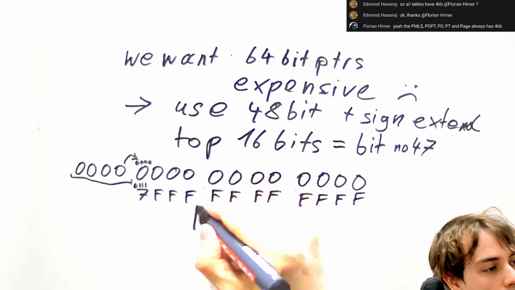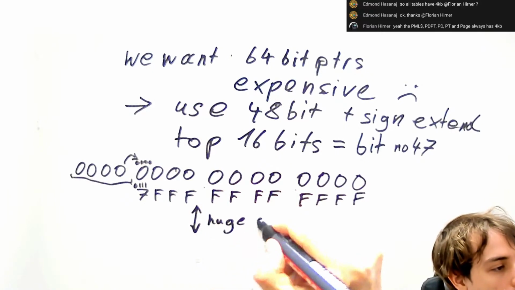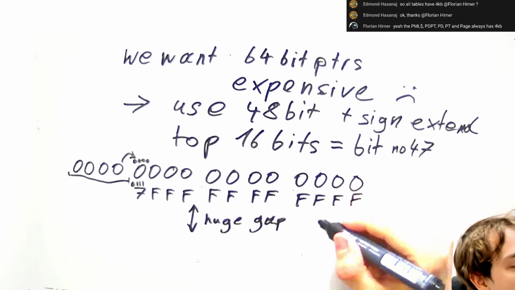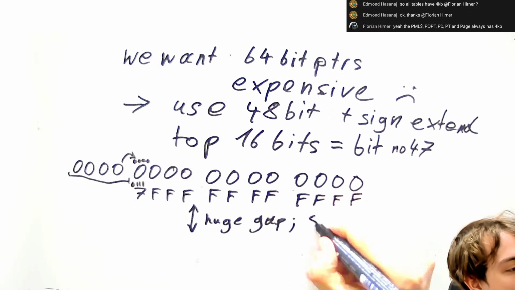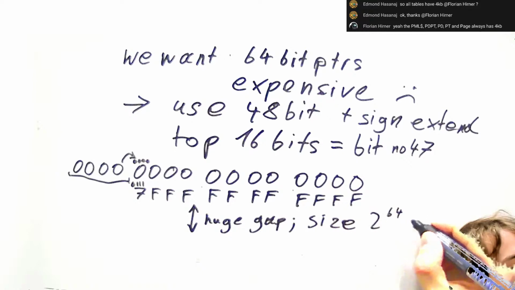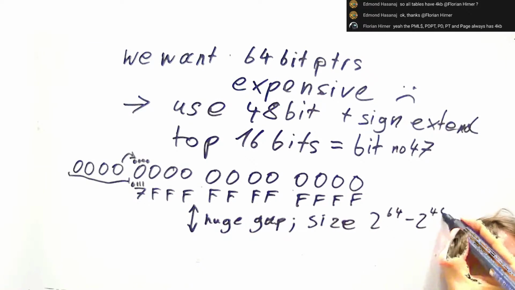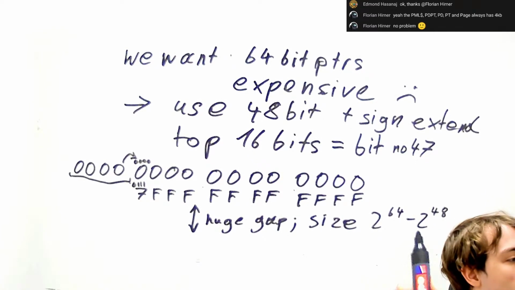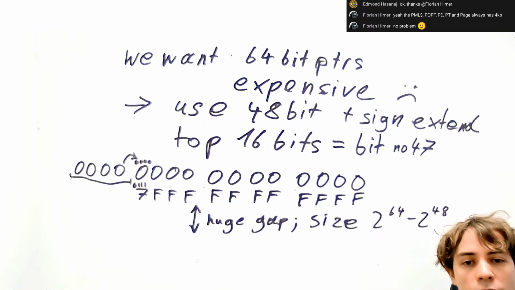Then there's a huge gap, and I can actually compute the size of this gap. The size is 2 to the 64 minus 2 to the 48. This is not a lot, right? This is just 2 to the 64. How much is that?